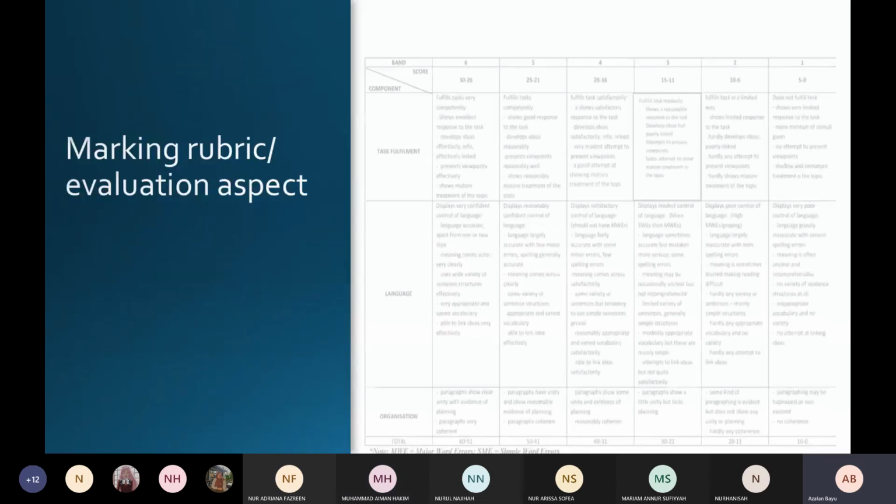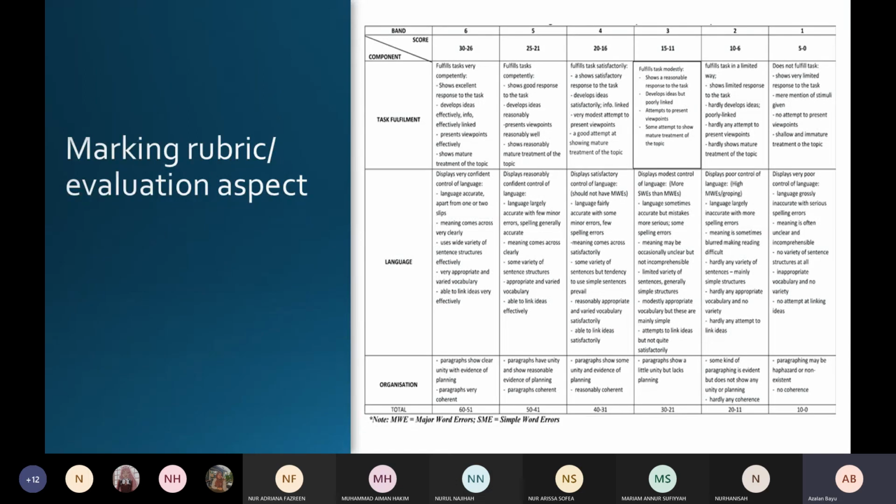Alright, so this is actually the evaluation aspect yang I akan guna untuk marking you punya assignment. Pertama kita akan tengok task fulfillment: adakah you menjawab soalan? Adakah content you kena dengan essay type dan juga kena dengan topik yang you pilih? Sebab tu you buat draft. Kalau you buat draft, task fulfillment mana you boleh score lah. Cuma tak tahu content you apa benda. You can score maybe 4 to 5.